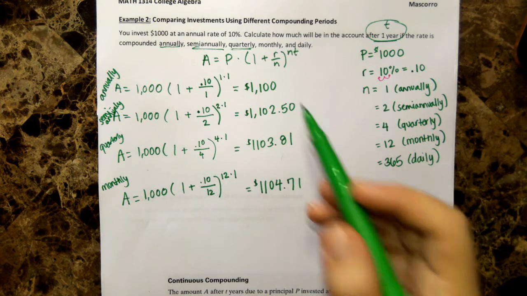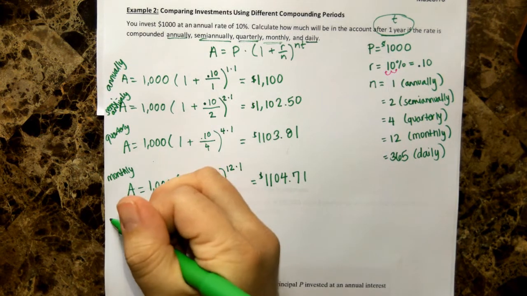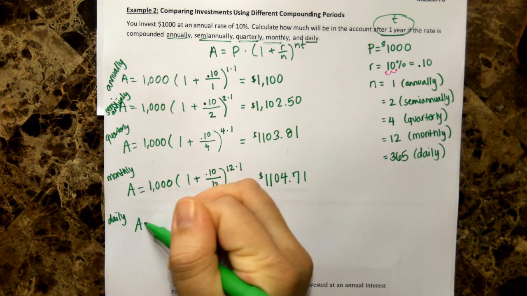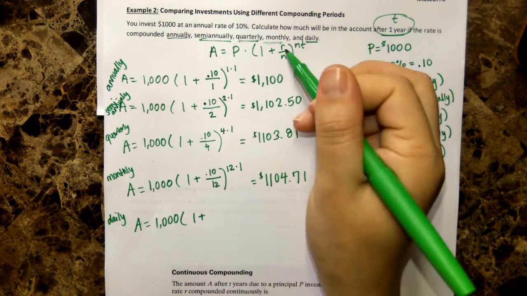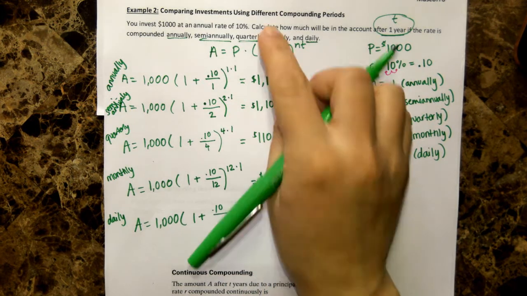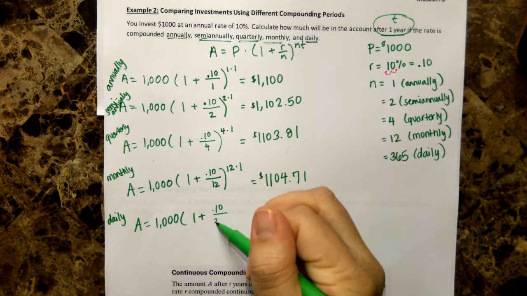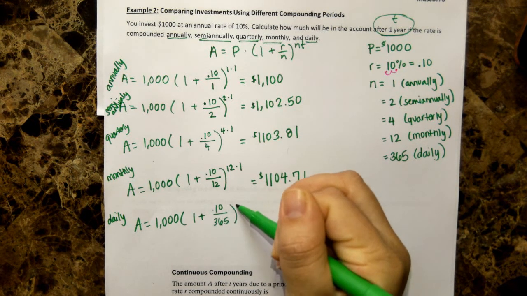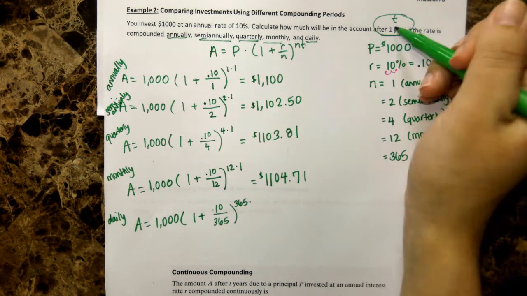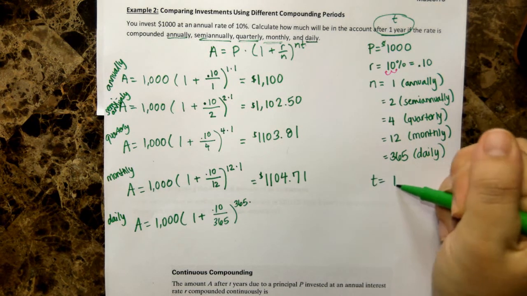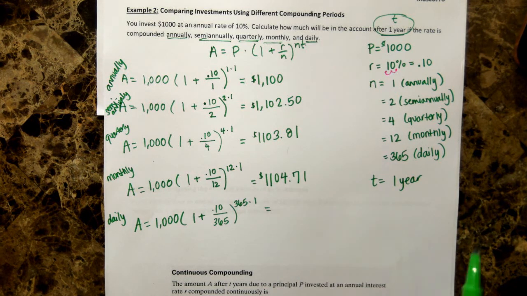Okay. And then lastly, it says also figure out how much will be in the account if they compound the interest daily. So my last answer will be the principal amount is still $1,000. Our interest rate is still 10% or 0.10. Our n value, if the interest is compounded daily, is 365. To the n, which we just said was 365, times t. T is the time in years, which I never wrote, but let me go ahead and write that. Times 1 year, which is equal to, let's go ahead and type that in.